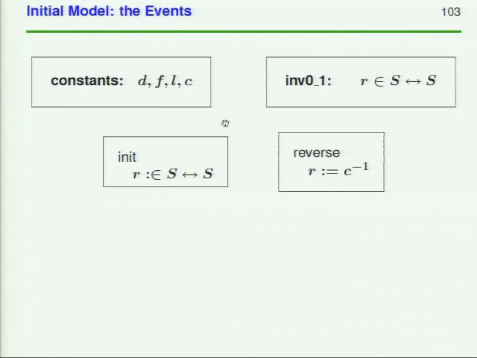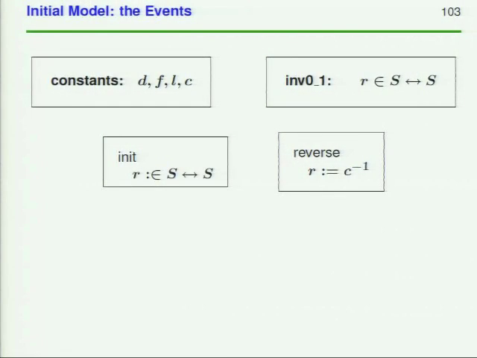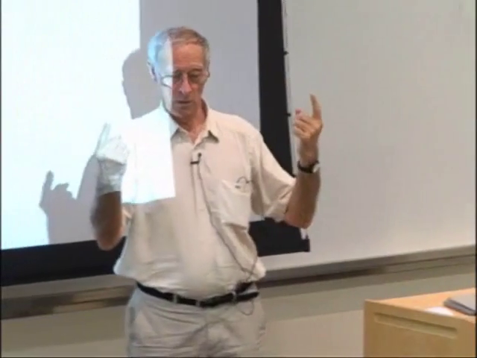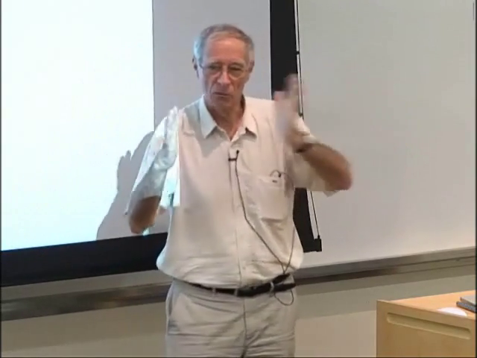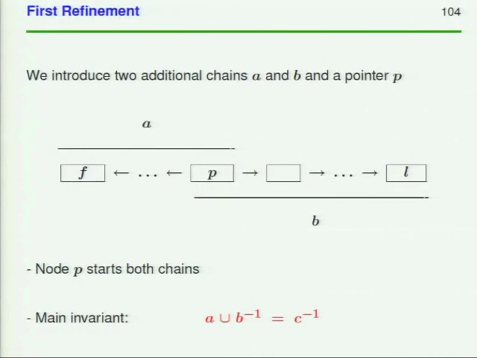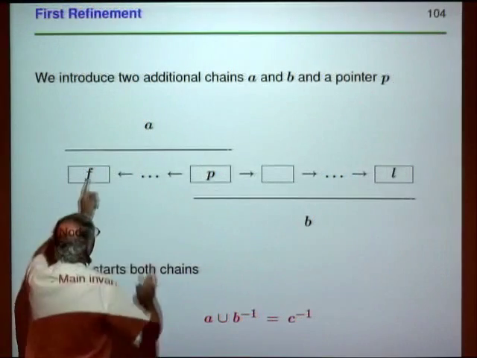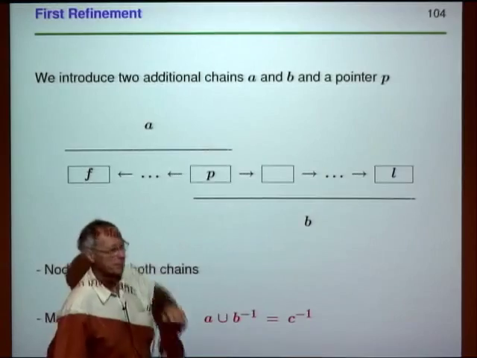So now the definition of the thing is extremely simple. R is equal to C minus one, which is reverse. So mathematically, it's completely trivial. So now we are going to refine. Okay. You remember when we were dealing with arrays, we always had an index k moving little by little from the beginning of the array to the end of the array. We had that two times, for example, in the sorting algorithm. So we are going to do exactly the same thing here. The idea is that this part is reverse from F to P, and this part is not reverse yet. Okay?